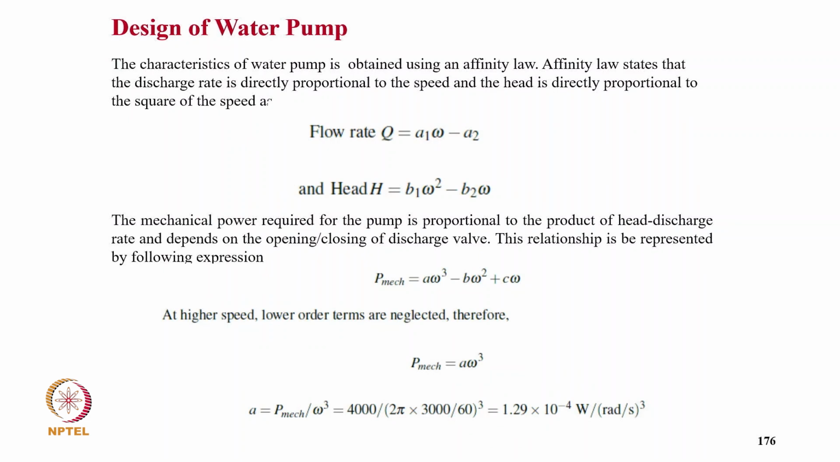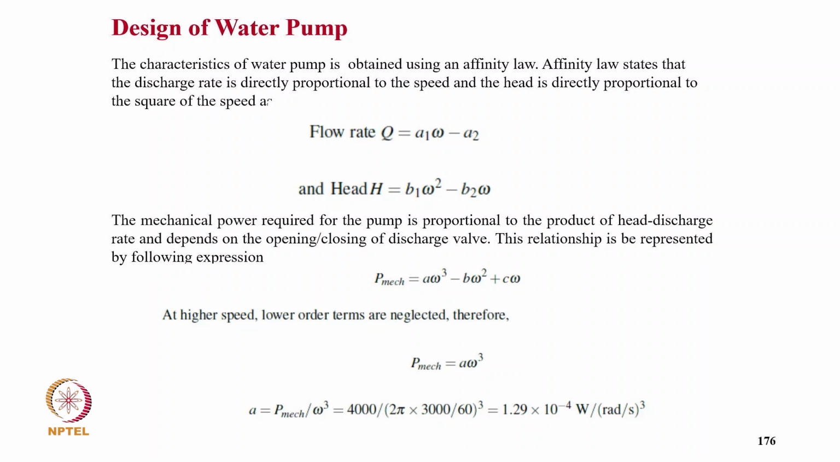Now coming to the design of the water pump, the characteristics of the water pump are obtained using the affinity law. The affinity law states that the discharge rate is directly proportional to the speed and head is directly proportional to the square of speed. So flow rate is Q equals alpha 1 omega minus alpha 2, and head is equal to B1 omega square minus B2 omega. So the mechanical power required for the pump is proportional to the product of head and discharge rate and depends on the opening and closing of the discharge valve.